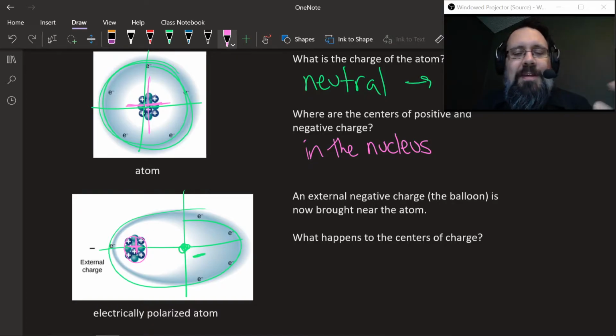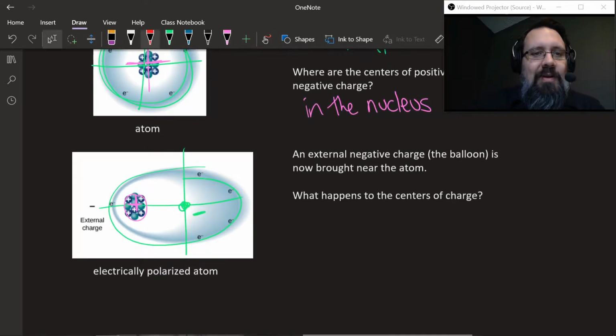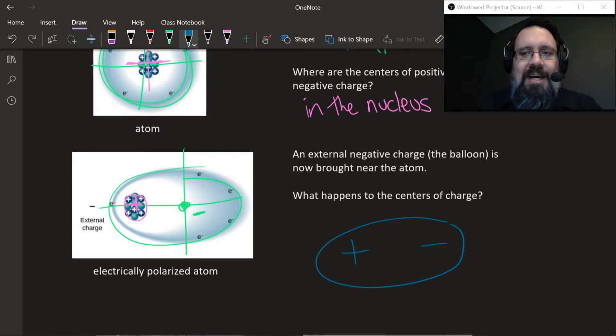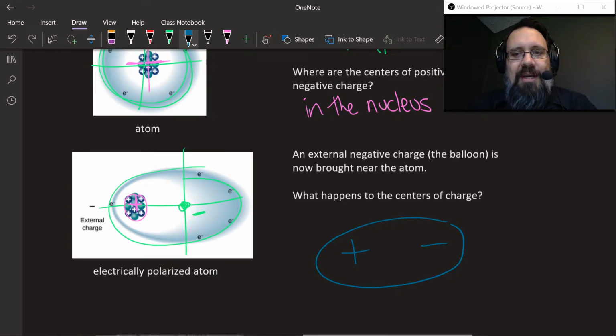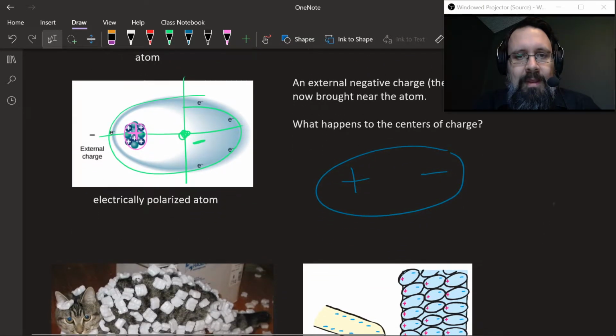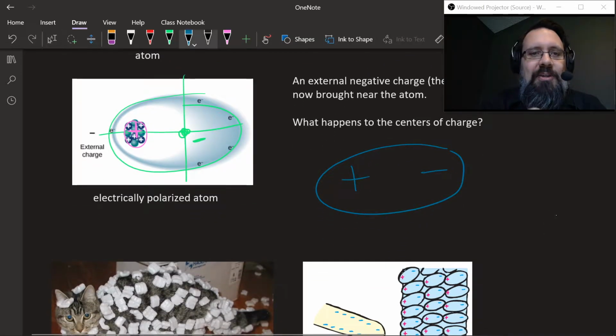So now this object no longer acts like a neutral object. It actually acts like a charged object, where you have a positive charge on one side and a negative charge on the other side. So it's no longer acting like a single neutrally charged object. It's acting like two separate charged objects. This is called electrically polarized.